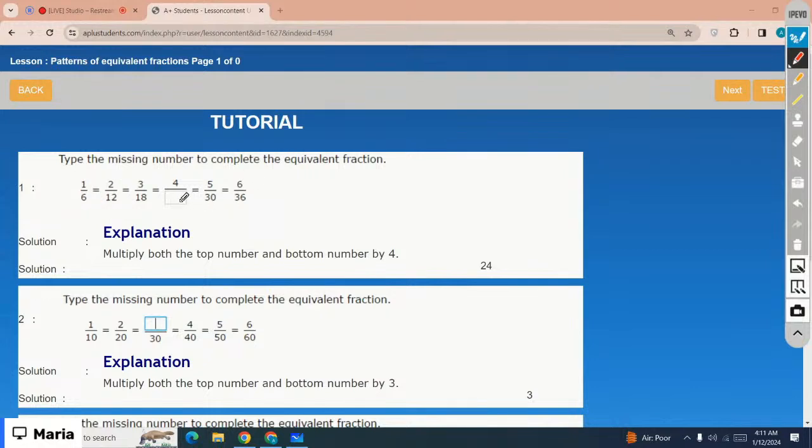Then you have the missing number. 1 times what number is 4? Yes, that is 24. That means you need to multiply this fraction by 4. So 4 times 1 is 4 and 4 times 6 is 24. You need to multiply both numerator and denominator, so that is 4 over 24. Got it? Let's start with the test questions.